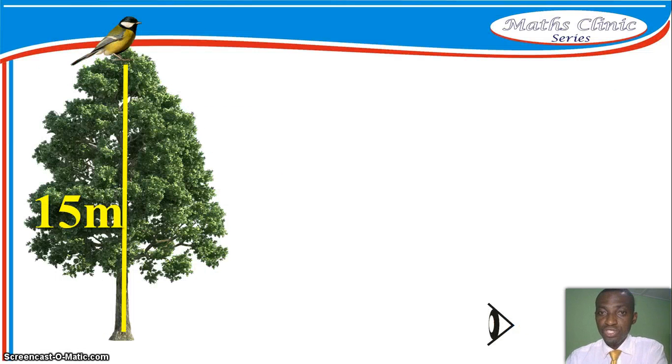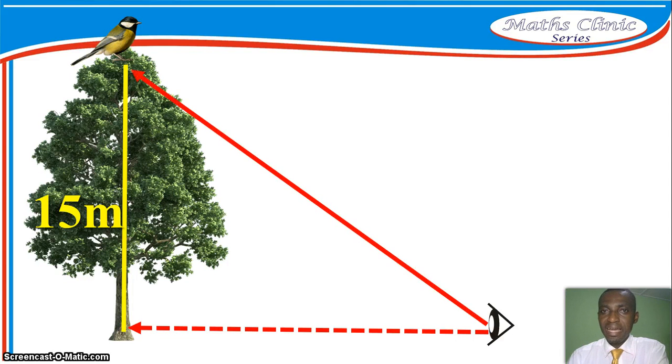Now this is the solution of this question. Here we have a bird on top of a tree, and the tree, according to the question, is 15 meters high, and then an observer is observing with an angle of elevation. This is our observer, you can see the normal ground of the observer horizontal to the ground, and then the observer raised the eye to observe the bird on top of the tree with an angle of 75, which is the angle of elevation.